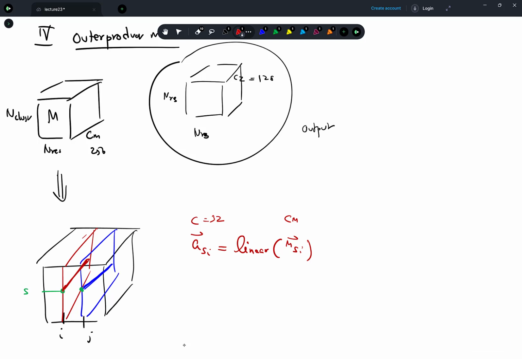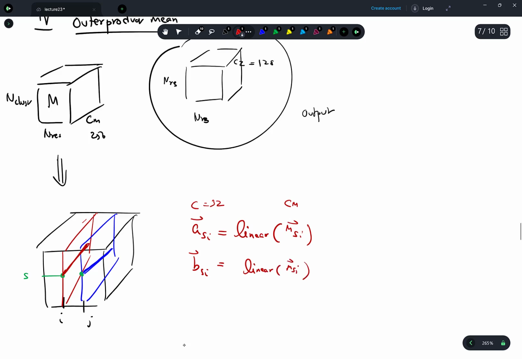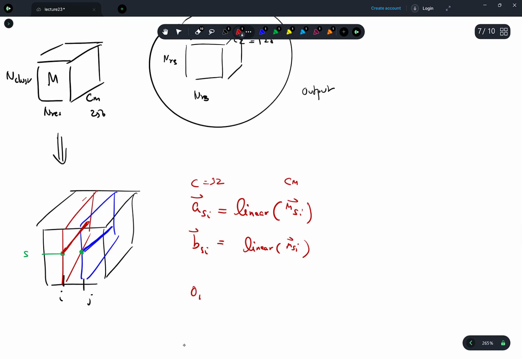So that's m_si and that's m_sj. The blue vector is m_sj, the red vector is m_si. It's the same m_si we've been talking about. So you first create a linear projection. Then you create another vector b_si, which is also a linear projection of m_si. And now I create the outer product, o_ijs, so the outer product is a_si b_sj.